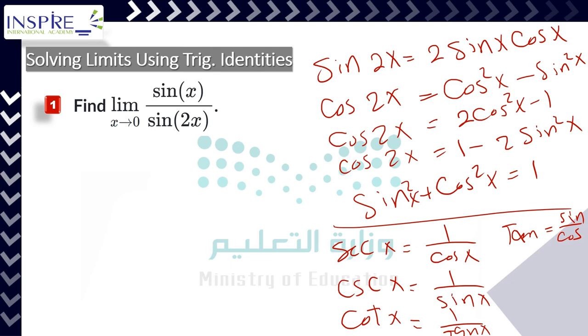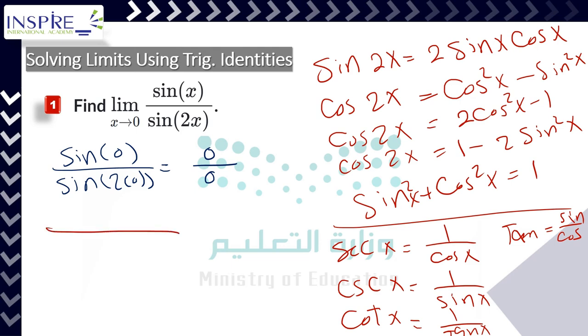So let's see our question here. He is asking you about the limit of sine x over sine 2x as x approaches 0. So the first step, we will just substitute with 0. So we'll get sine 0 over sine 2 times 0, which is 0 over 0. Sine 0 is equal to 0, sine 2 times 0 is equal to 0. It's an undetermined quantity, so we will use our trig identities because we have trig functions without any square roots or something. We notice that we have sine 2x in the denominator.